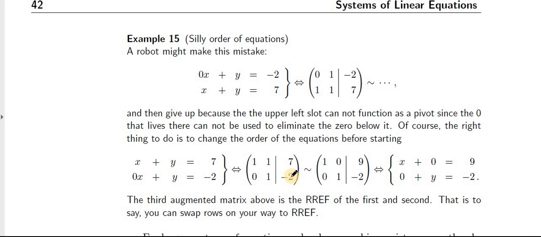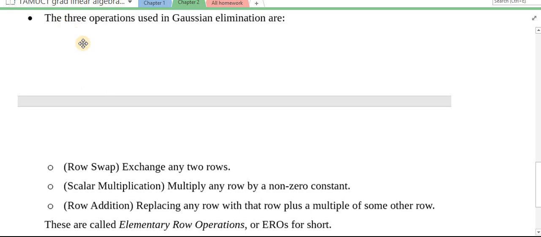The last operation is simply multiplying one row by a constant. If you look back, you'll see that there's a case, I believe, where we divided a row by 3 and replaced that row with the divided row. This gives us 3 so-called elementary row operations. The first is exchanging 2 rows. Second is multiplying any row by a non-zero constant. Third is replace any row with that row plus a multiple of some other row. 3 operations.